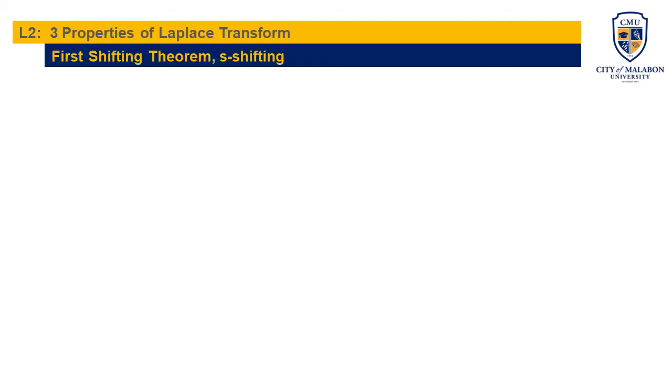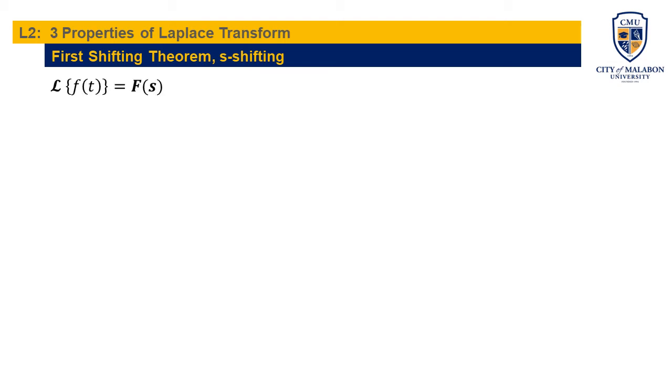So, next, we'll go to the first shifting theorem. So, sabi natin kanina, we have three properties ng Laplace transforms. Meron tayong linearity, and then meron tayong shifting. Sa shifting, we have two. Meron tayong first shifting theorem, the S shifting, and then meron din tayong second shifting theorem, or yung ating T shifting. Okay? So, discuss muna natin yung first shifting theorem.